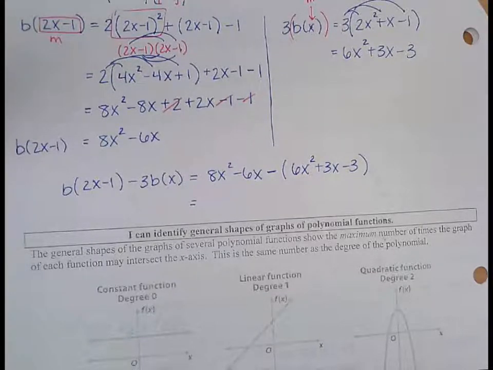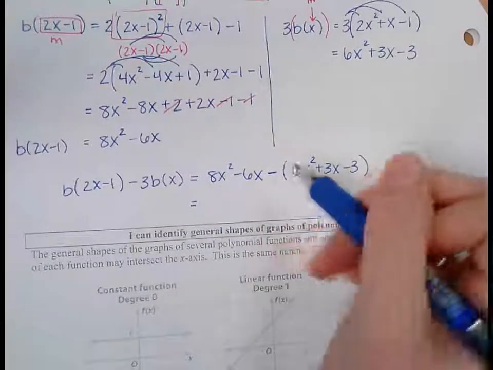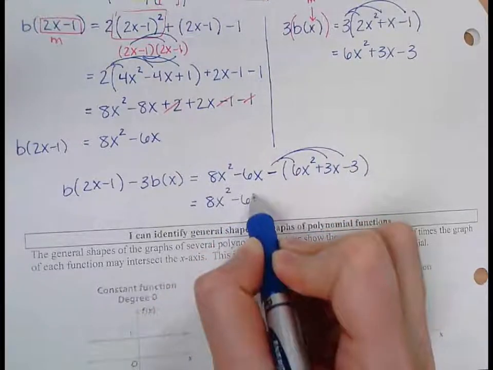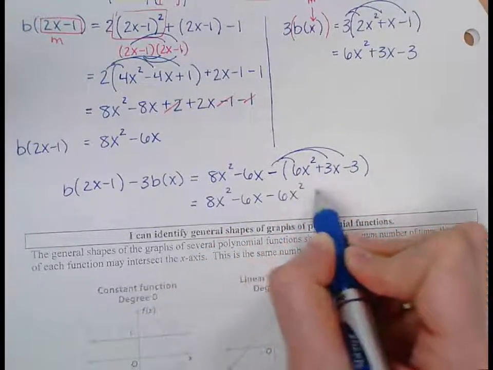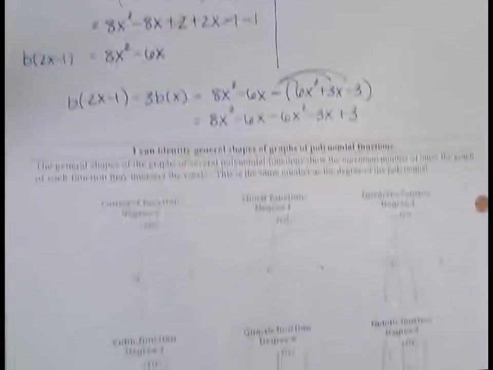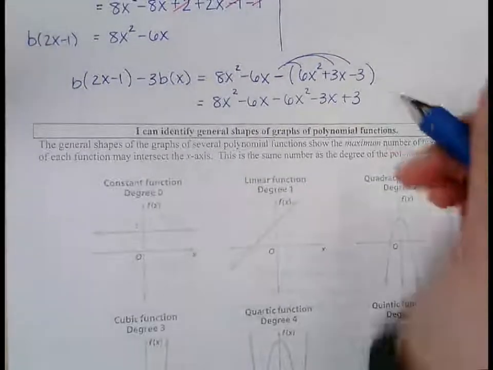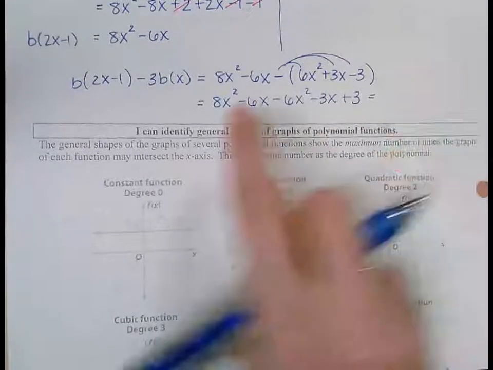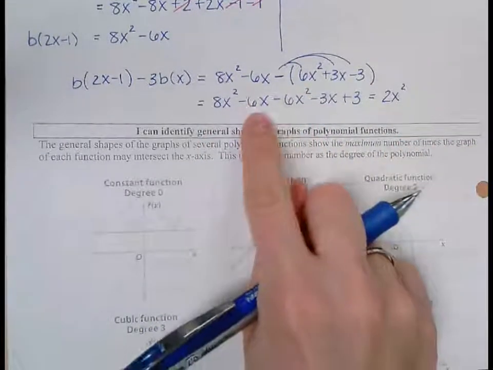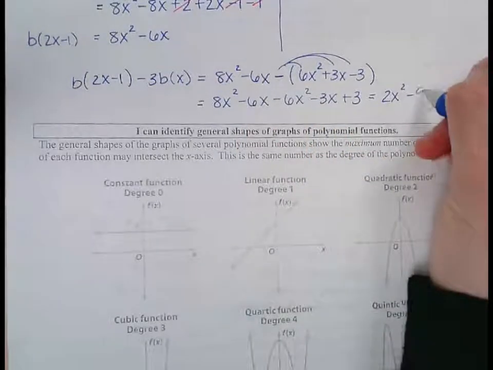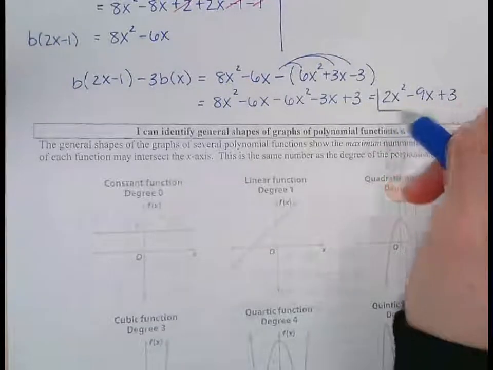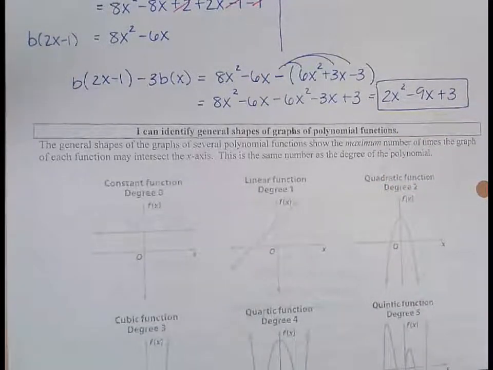You could do that and then add them together. Yep. So then when I distribute the negative through, 8x squared minus 6x minus 6x squared minus 3x plus 3 is what I get, and then I just have to combine like terms. So I have 8x squared minus 6x squared, so 2x squared. Negative 6x minus 3x is minus 9x. And then I still have the plus 3. There's no like term with that. So this would be the final expression.